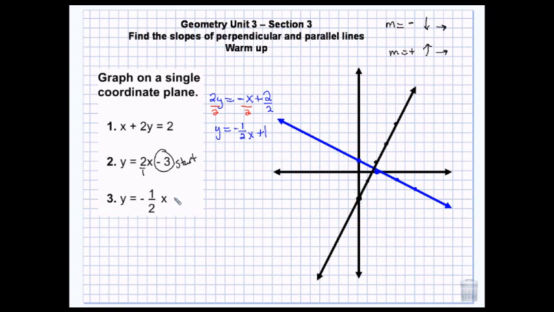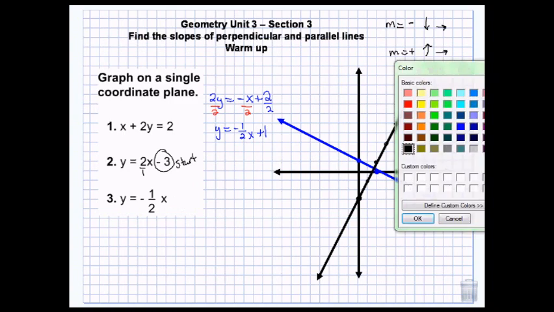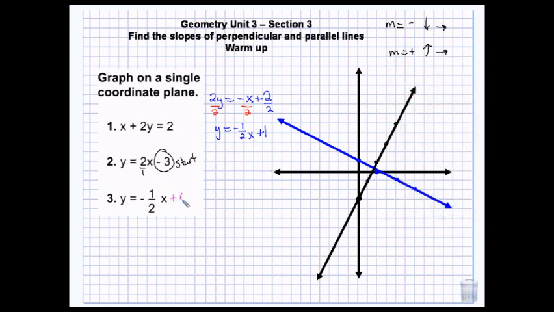Okay, here, I don't have anything, so that's the same thing as saying +0. I should change the color on that. Do you guys want to use green or pink? Pink? Okay, pink. We're using pink.